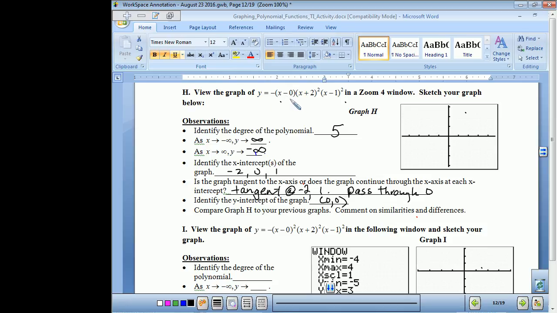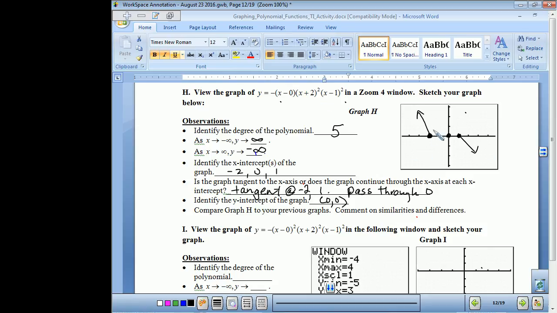Step 1 is to find your x-intercepts. I have an x-intercept at 0. I have an x-intercept at negative 2, 0. And I have an x-intercept at positive 1, 0. So that's step 1, intercepts. Step 2 is, what is my end behavior doing? If the degree of the function is 5 and the leading coefficient is negative, it's going to rise to the left and fall to the right.